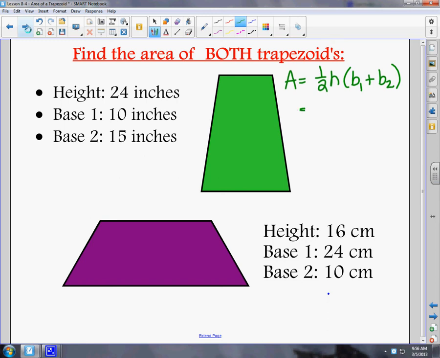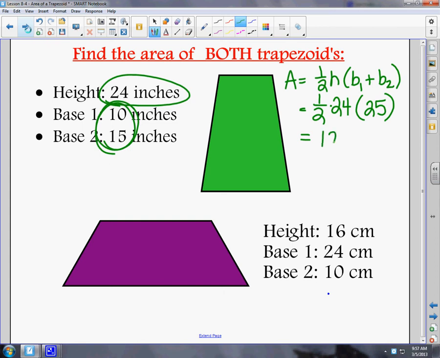So I'm going to start with 1/2 times the height, which if you look over here, they told me was 24 inches, times base 1 plus base 2. I'm just going to add those together. So I'm going to do 10 plus 15 and get 25. So before you even pick up a calculator or anything, you should be doing this in your head. You can do 1/2 of 24. Everyone should be able to do that. So that's 12 times 25.